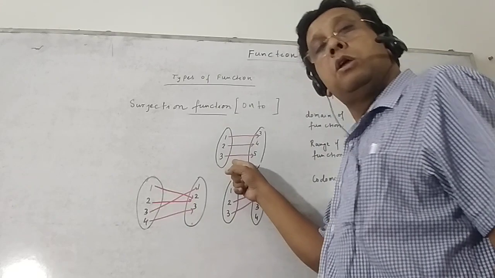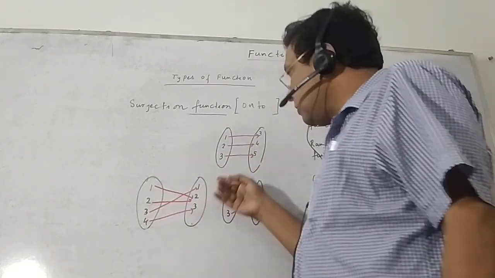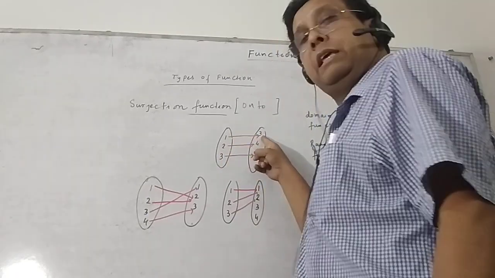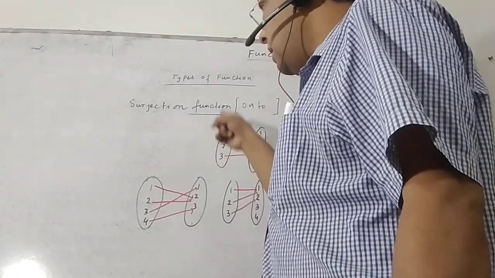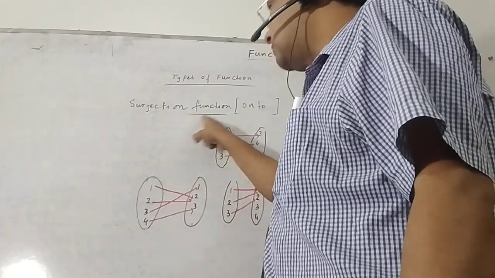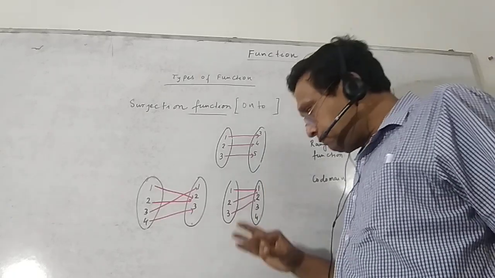But here it is also a one-one function. In our last class I already explained, because 1, 2, 3 each have a corresponding single image, it is actually a one-one function as well, and also a surjection, because all the y's are totally used up.